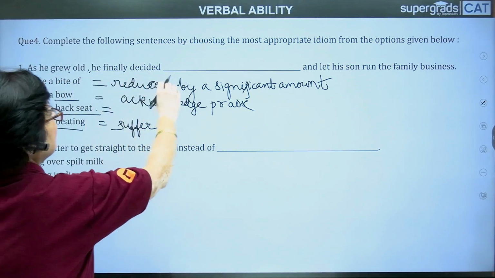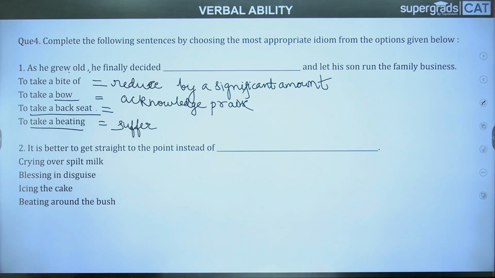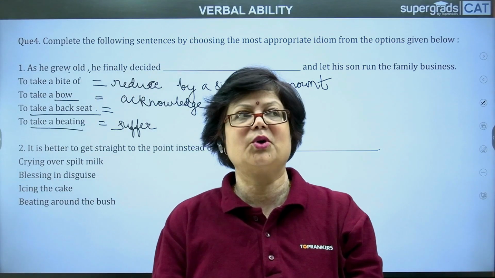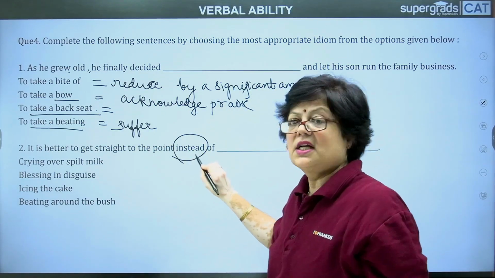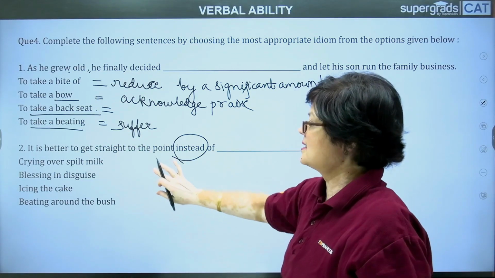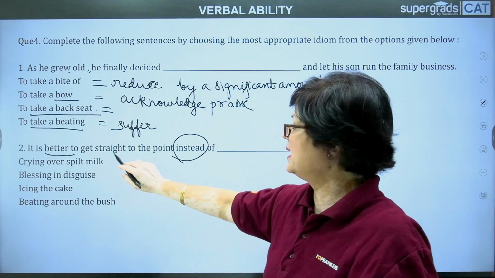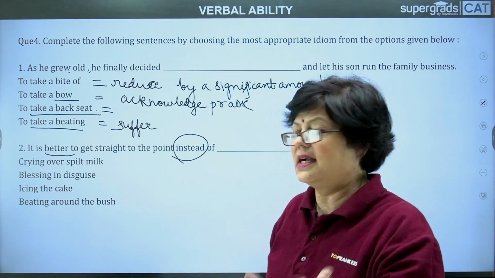As he grew old, he finally decided to take a back seat and let his son run the family business. Next, it is better to get straight to the point instead of dash. The word instead shows us that there is a transition in the meaning, some change is happening. It is better to, a suggestion is being made: do this instead of doing this. What is that? Let us see.